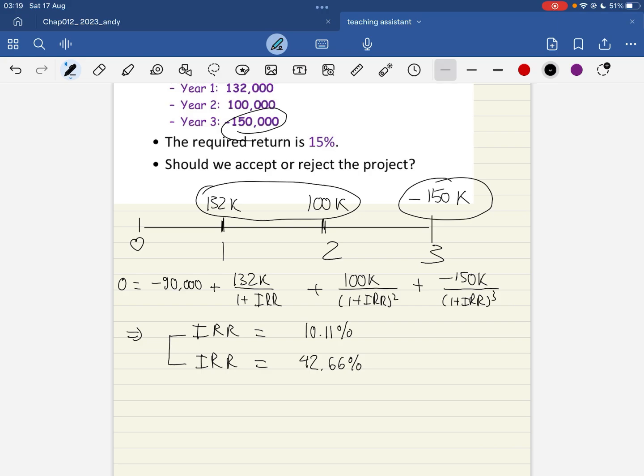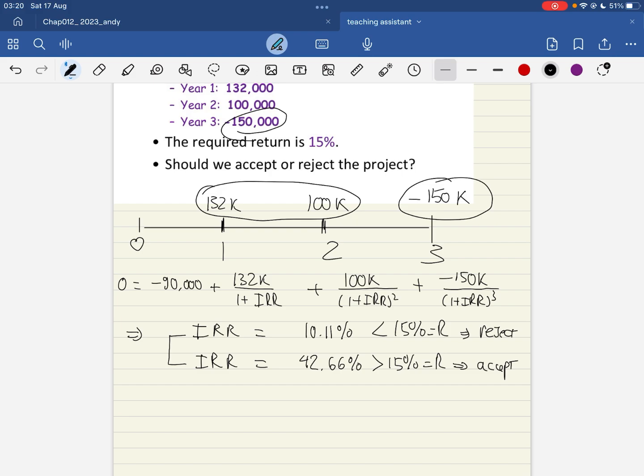Using any type of calculator or doing hand calculation, I got two different answers. So IRR could be either 10.11% or 42.66%. This can happen because there is more than one time where the sign changes. That's why when I use the calculator, it gave me two different answers. If the answer is 10.11%, do we accept or reject the project? Here, the IRR is smaller than 15%, which is the required return, so we will reject. If the IRR is equal to 42.66%, it's bigger than the required return of 15%, so we should accept the project.